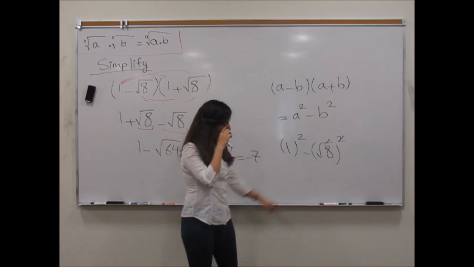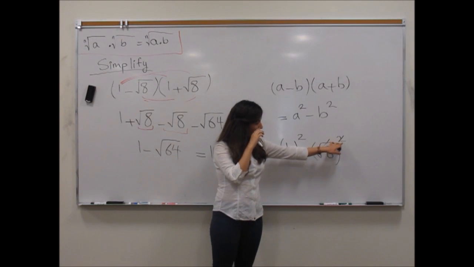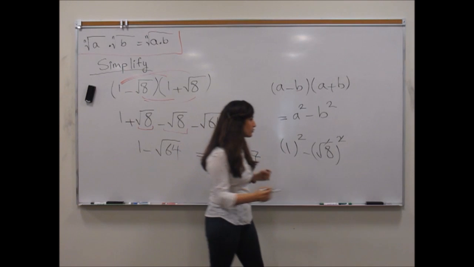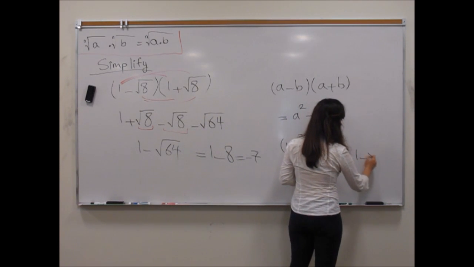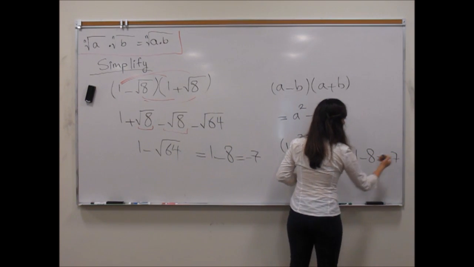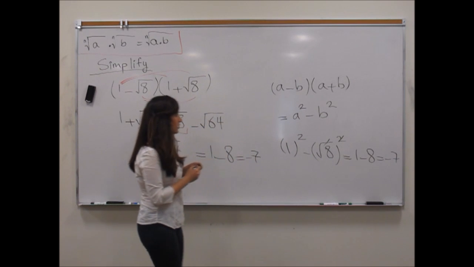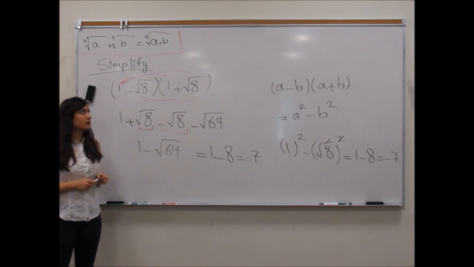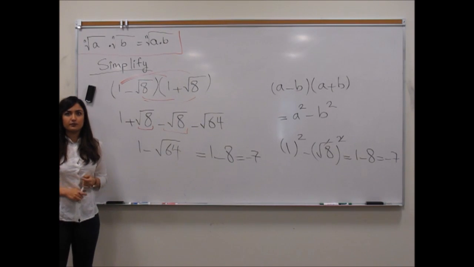The square sign and this second power and the square root would cancel each other, and 1 squared is just 1. So that gives me 1 minus 8, which is -7, which is the same answer. So if you distribute that, yes, you're going to get the same thing, and that's it.